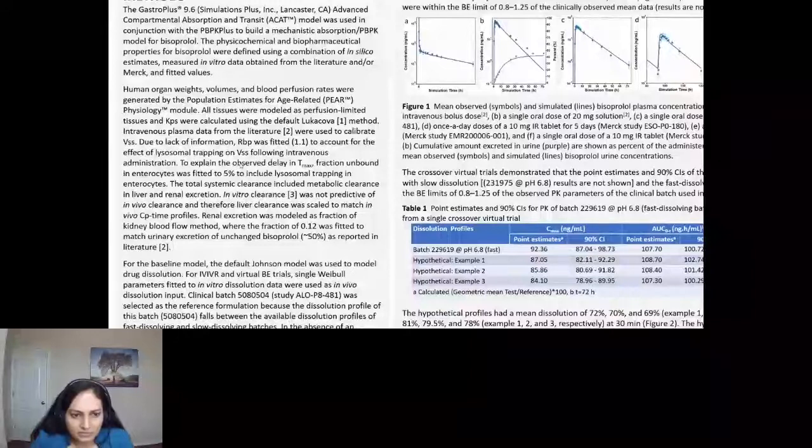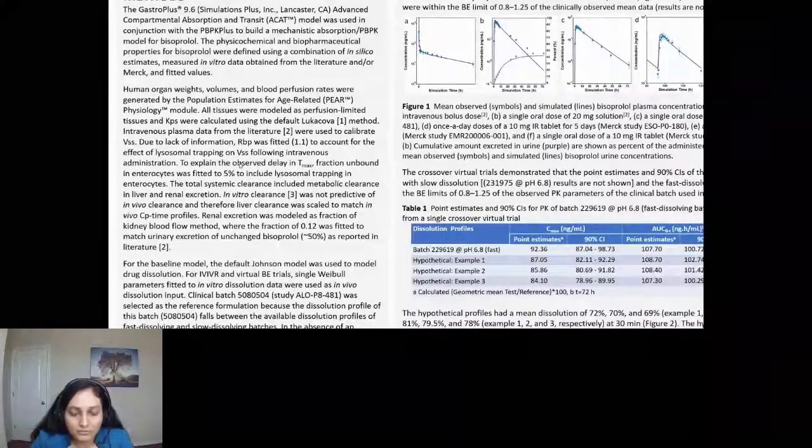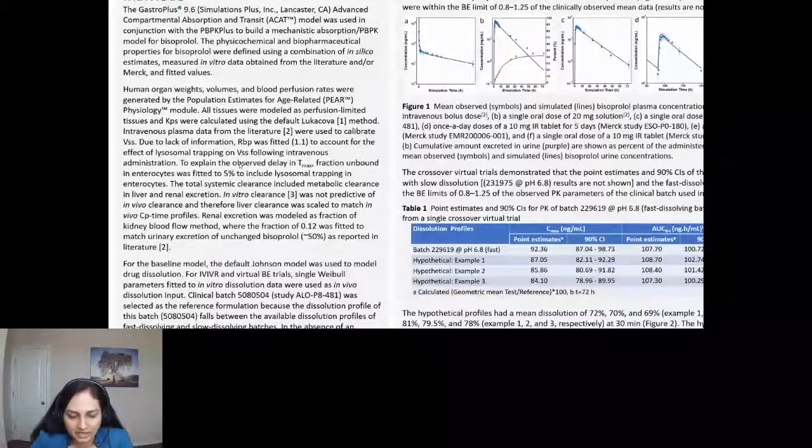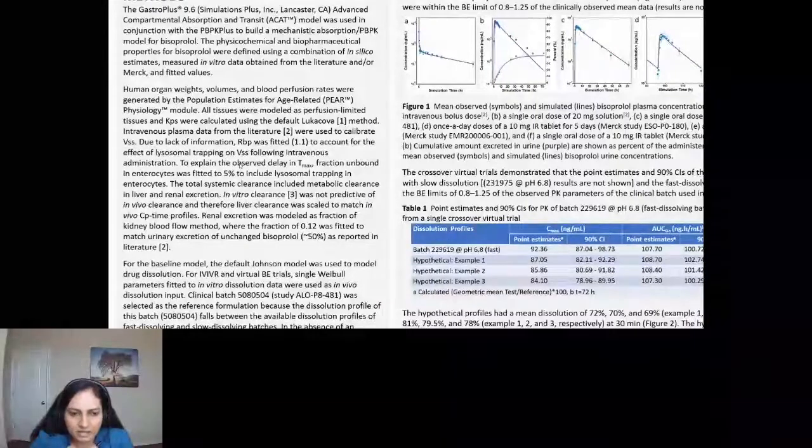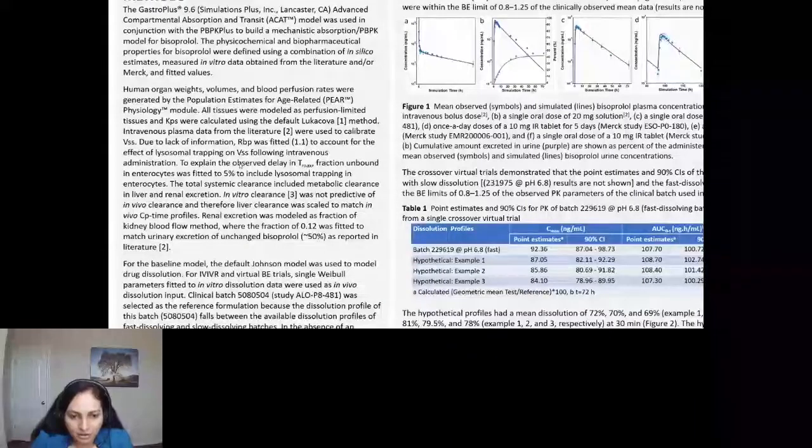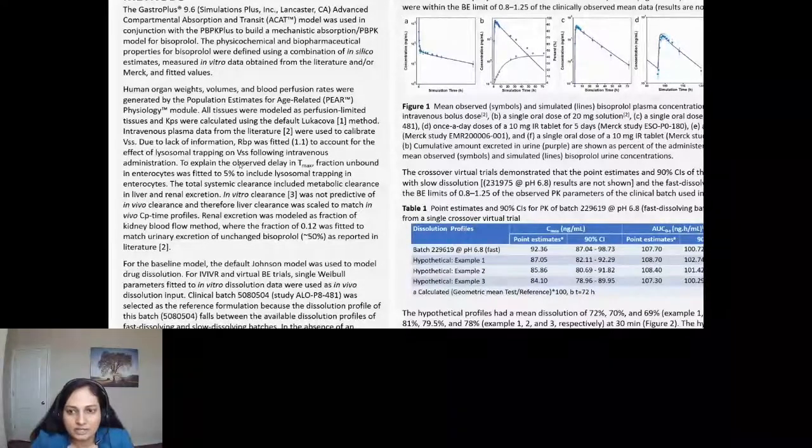I just want to tell you some important properties of the compound. This compound has a high logP and high base pKa. And we have learned from the literature that compounds which have a high logP and high base pKa tend to undergo lysosomal trapping.